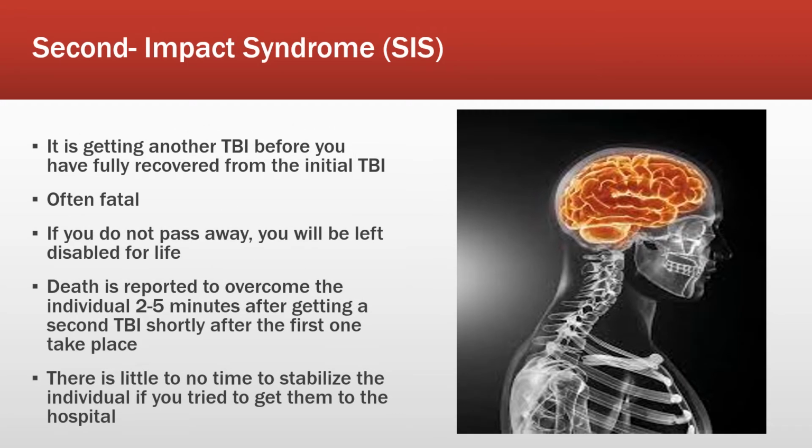So, second impact syndrome. Second impact syndrome is getting another traumatic brain injury before you have fully recovered from your initial traumatic brain injury. Most times, if you do happen to see it, because it is rare, it's going to be directly after the first one has happened, and the medical professional didn't pull them out and didn't see the signs, so they end up getting second impact syndrome. Like I said, it is a very rare injury, but this injury is most fatal. If you do get it, it is most fatal.